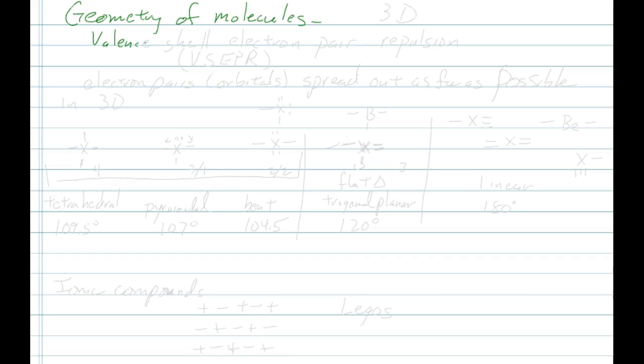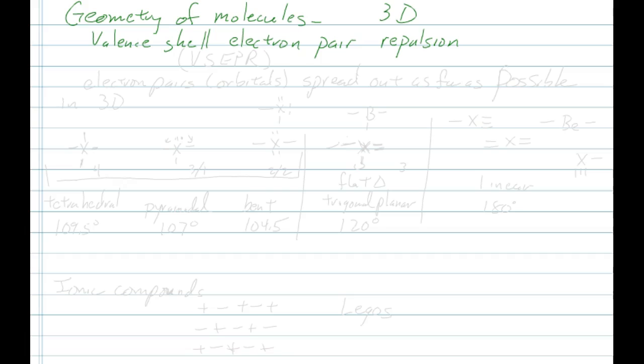Valence shell, these are the outer level electrons. Electron pair, electrons are in orbitals, so their pairs are 2. Repulsion. Repulsion means the negative electron orbitals want to spread out as far apart from each other as possible in three-dimensional space. So this is in 3D.